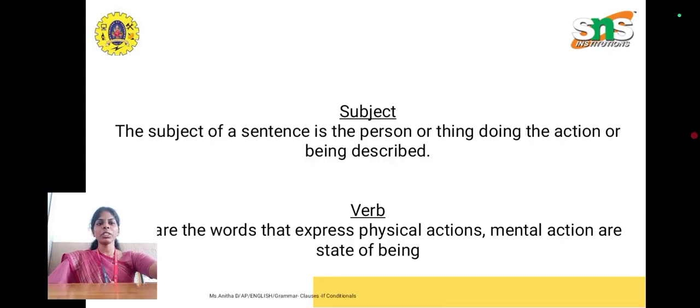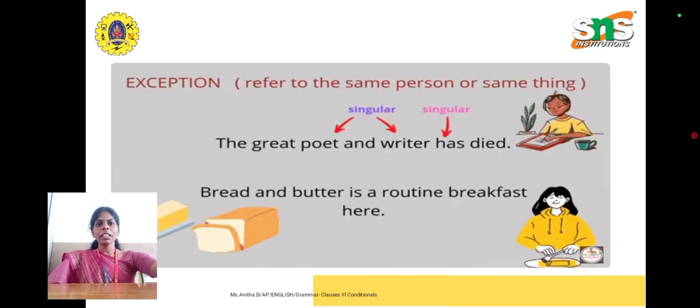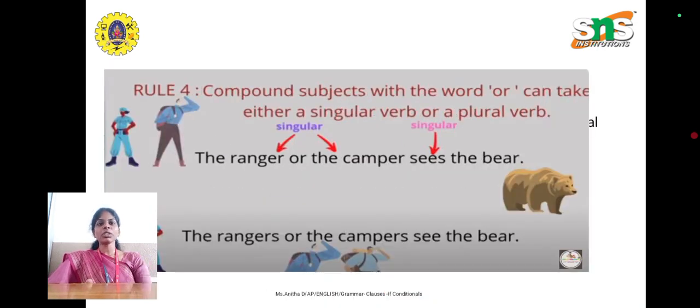Today we are going to see rule number 4, as rule number 3 I have completed. Rule number 4 is: compound subjects with the word or can take either a singular verb or a plural verb. Here I have given an example: the ranger or the camper sees the bear. The camper, which means the ranger and the camper.